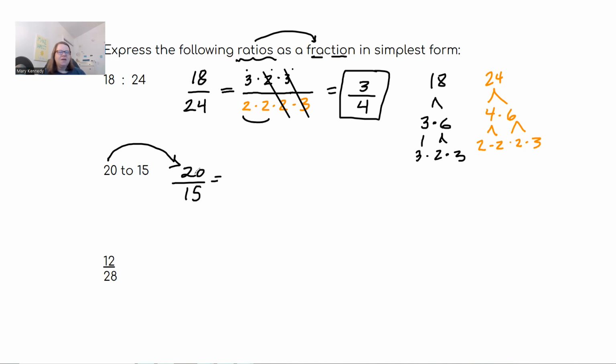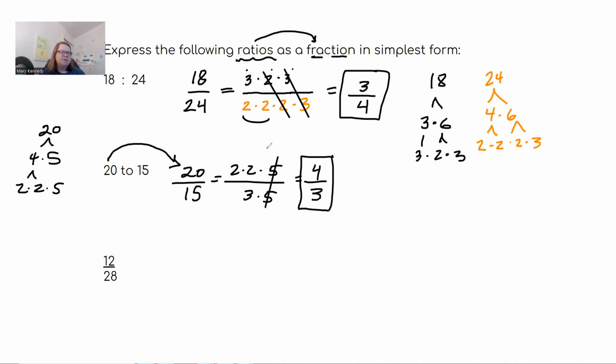Okay, so I know to get 20, I could do 4 times 5, and that would be 2 times 2 times 5. And to get 15, I can just do 3 times 5. There's nothing else I can multiply to get 15. So when I do that, I see that I can mark through the 5s because they divide and equal 1. And that leaves me with 2 times 2 on top over 3 on the bottom. And so 4/3 is the simplest form of this 20 to 15 ratio.